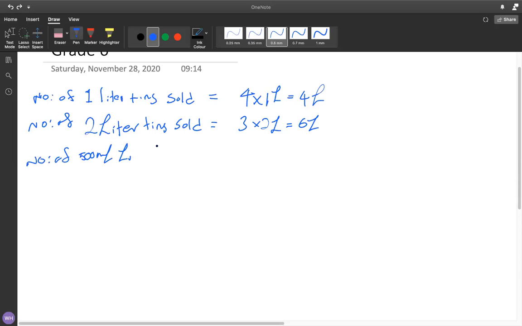Okay, let's have a look at that. Number of 500 milliliter tins sold. So 7 tins have been sold, and it is 500 in milliliters. So once you multiply 7 by 500, you will get 7 times 5 as 35, no?